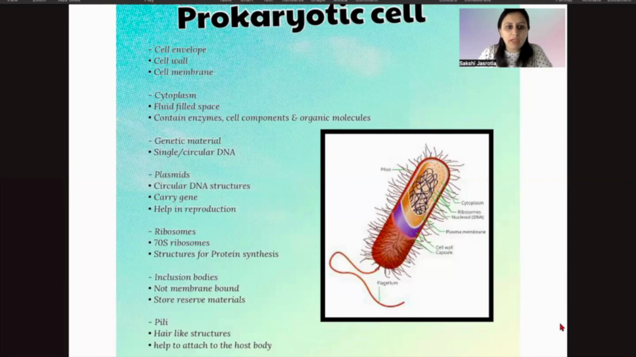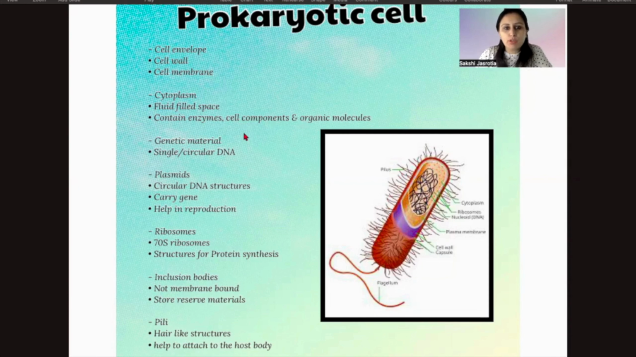Okay, so whatever we have studied so far was the eukaryotic cell. जितने भी cell organelles के बारे में हमने बात की, that was all under the eukaryotic cell. Now we will talk about the prokaryotes. So what kind of cell do they have? So first of all, let's talk about the envelope, the outer covering. So they do have cell wall as well as the cell membrane. The cytoplasm, which is there, it is filling the space, performing the same function. It contains enzymes and the components and the organic molecules which are present there.